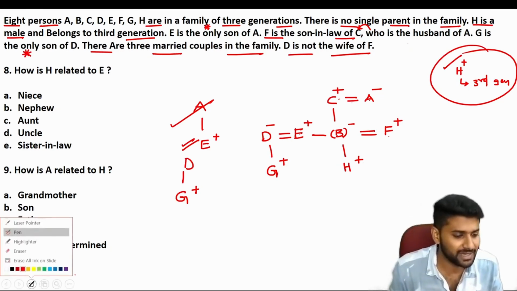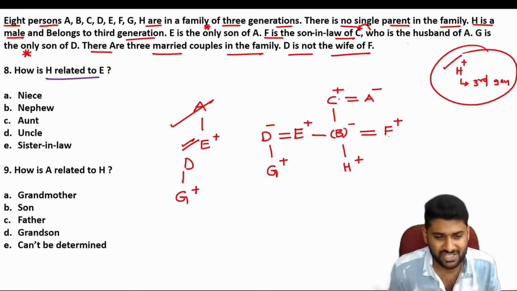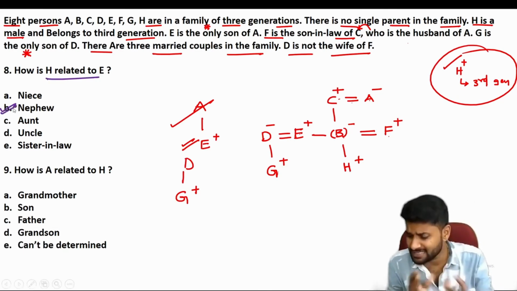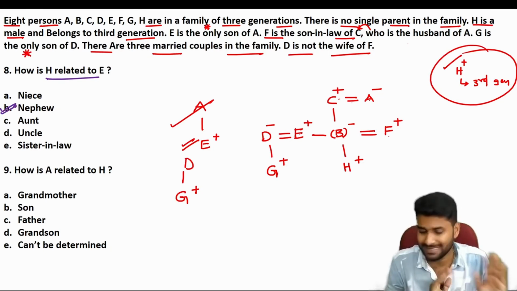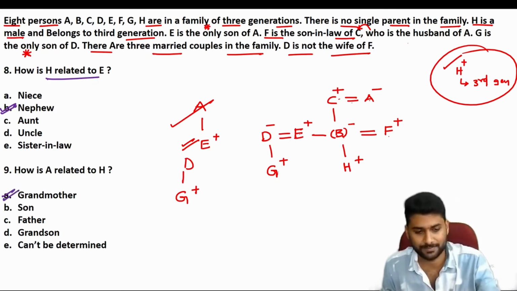Once you're done with the diagram, guys, just go through these questions. How is H related to E? H is the nephew. Remember, a sibling's child, male is nephew, female is niece. How is A related to H? A is the grandmother.